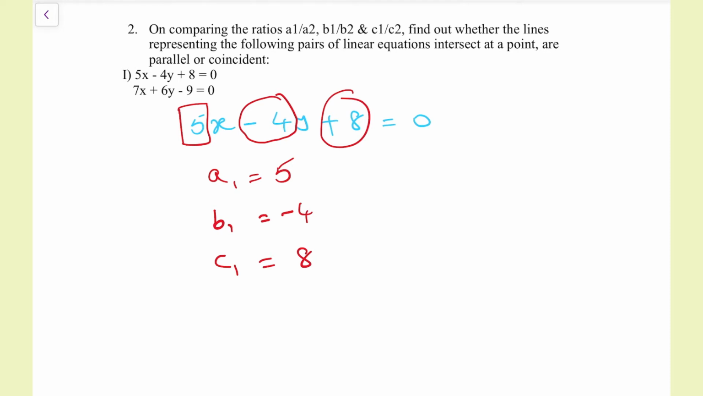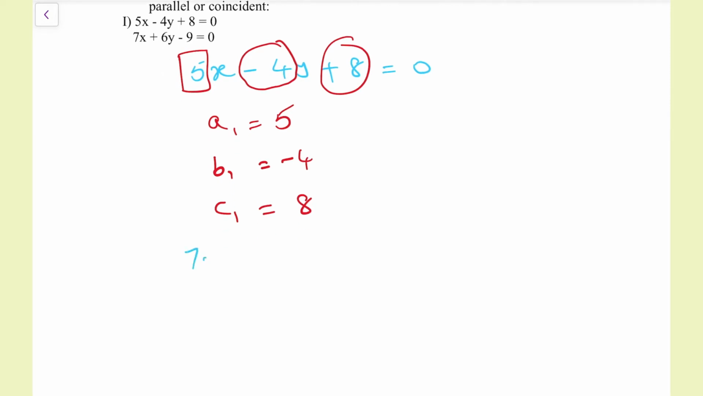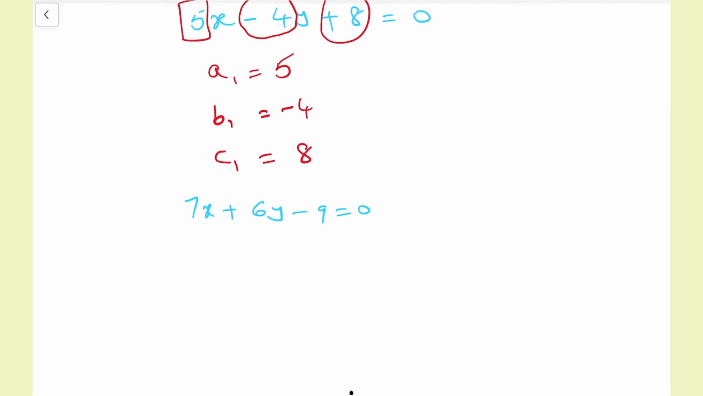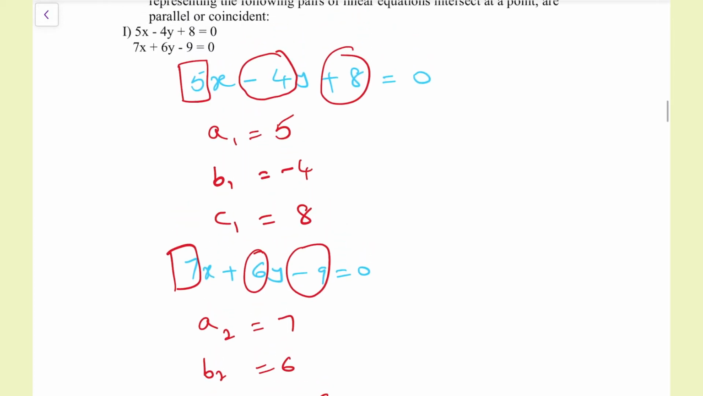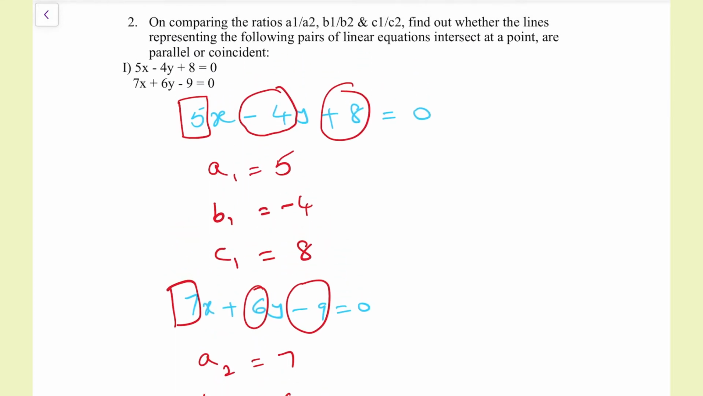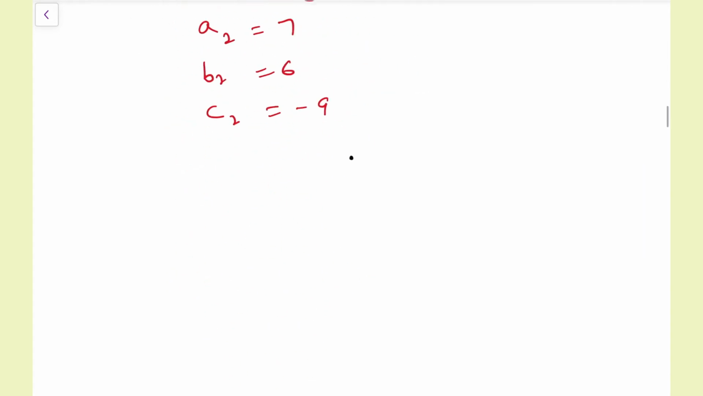The same way, take the second equation now. What is that? 7x plus 6y minus 9 equals 0. Here, the x coefficient of the second equation is 7, so A2 is 7. The y coefficient B2 is 6. The constant is minus 9, so C2 is minus 9. Now by using these values, we need to find the ratios of A1 by A2, B1 by B2, C1 by C2. So let us check it out.